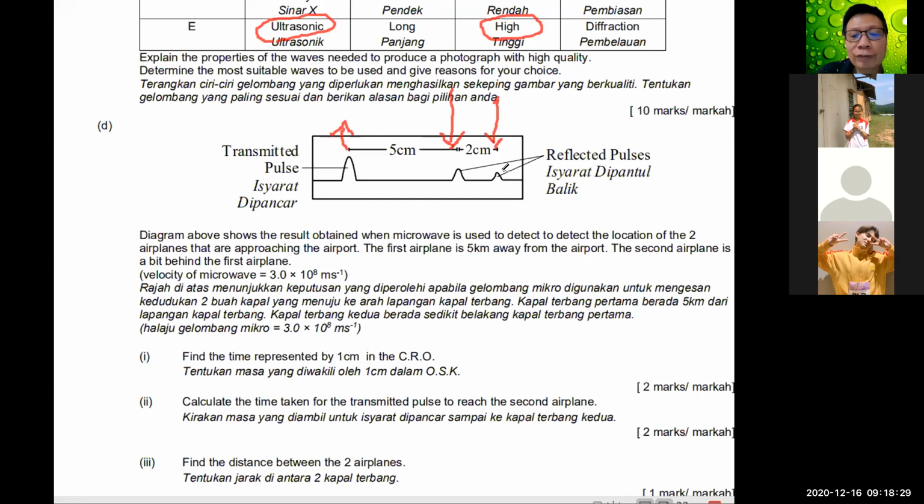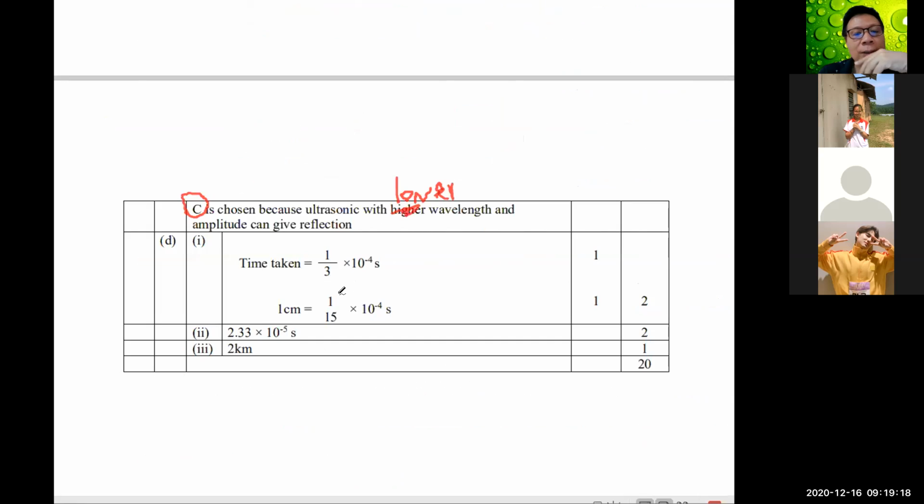Okay, now, with all the information given here, find the time represented by 1 cm. So how to find it? What is the time for 1 cm? The velocity is given, and this is the speed. You have the speed, you have the distance. So how to find the time? Okay, come. 1/3 times this. Why 1/3 there, class? Why is it 1/3 times 10 to the power of 4?